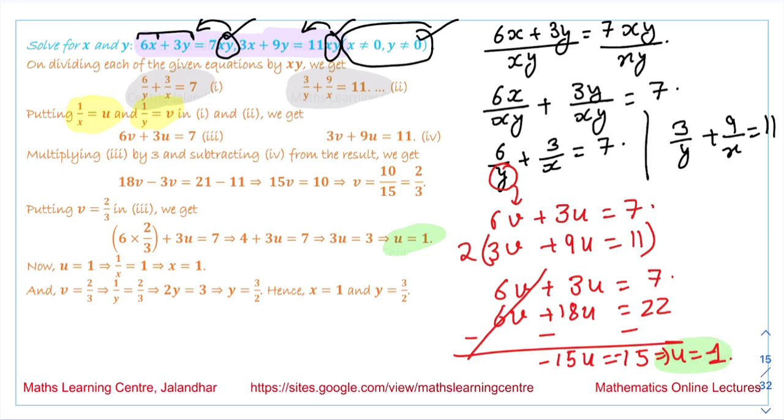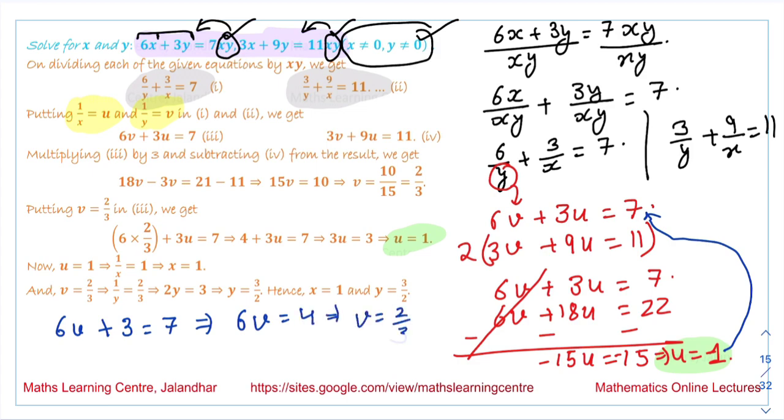We substitute this value of u, say, in the first equation. So we get 6v plus 3 is equal to 7. So this gives us 6v is equal to 4. So we get v is equal to 2 by 3. Now v is 1 by y, u is 1 by x. So we get x is equal to 1 and y is equal to 3 by 2.